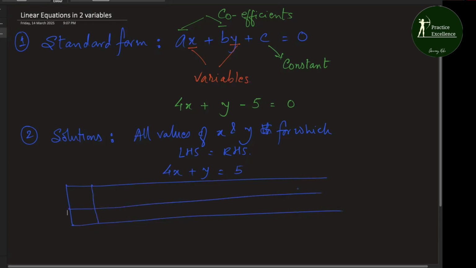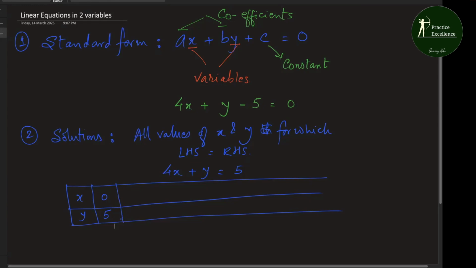So let us form this table. So we'll write x here, y here, and let us figure out what are the different solutions which are possible. So let us put x equals 0. So if x is 0, then 4x also is 0. Then what is left? y equals 5. So y is 5. So 0 and 5 is a solution for this equation, because when x is 0 and y is 5, the left hand side evaluates to 5, and therefore both sides of the equation are equal.